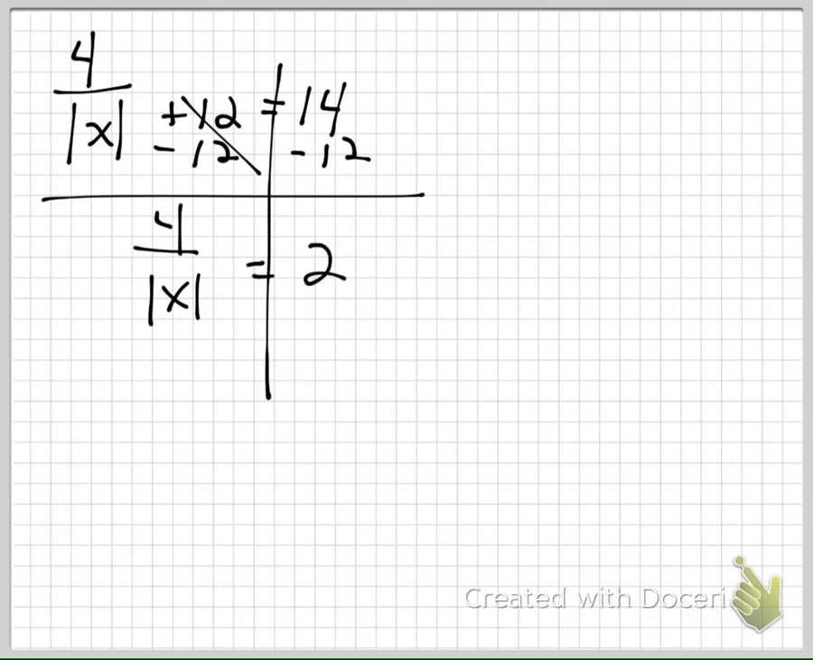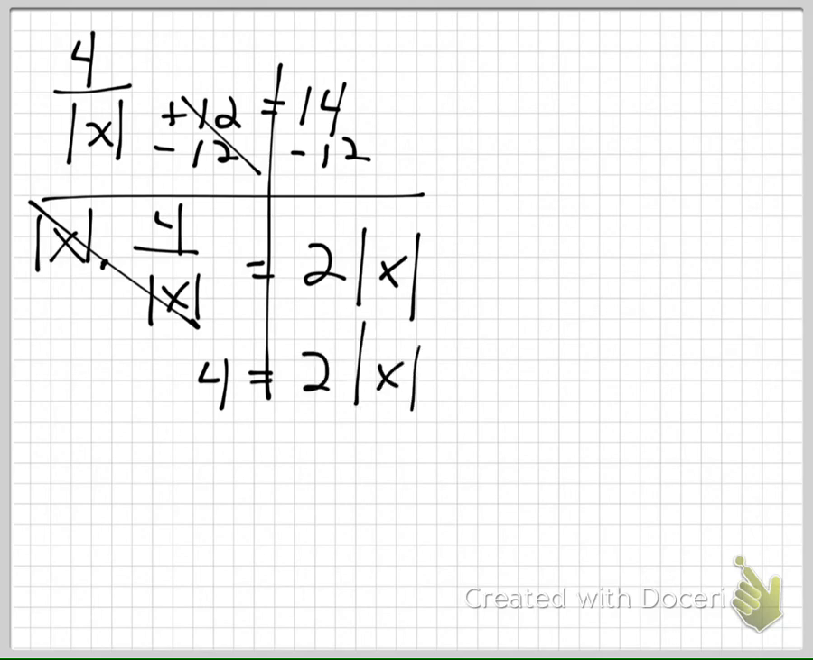Now what? The variable is a denominator. What do I have to do to get that thing out of here? Multiply it by what? No, you do not multiply that by x. The only way to cross that out is that they're identical, right? Oh, the absolute value of x. And multiply this side by the absolute value of x. Now you can cross them out. 4 equals 2 times the absolute value of x. What do I do now? Divide by 2, divide by 2. The absolute value of x equals 2. What's the answer?